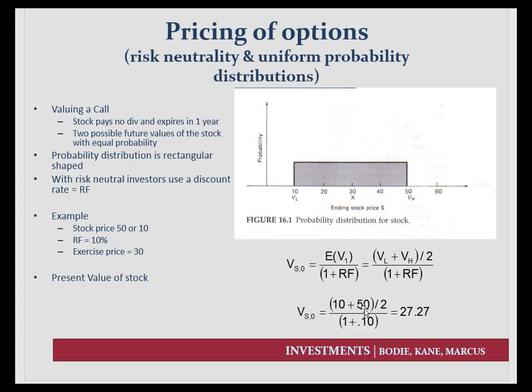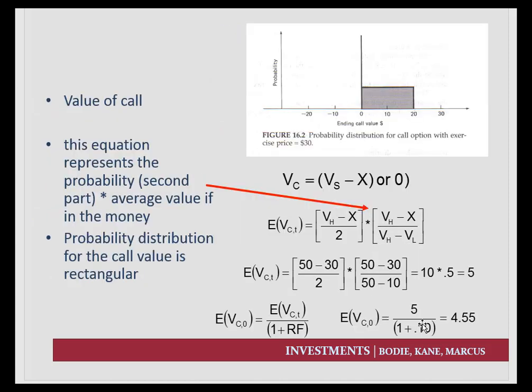10 plus 50, $60 divided by 2. So the average price is expected to be $30. 1 plus the risk-free rate of 10% is $27.27. So that's what we estimate the current value to be of the stock. Now, if we then look at the call, how do we find the expected value of the call?